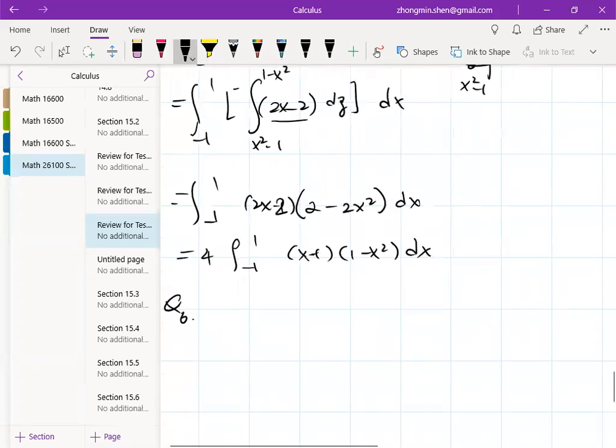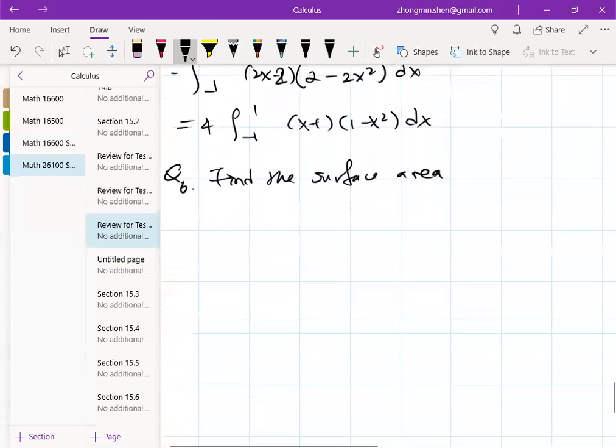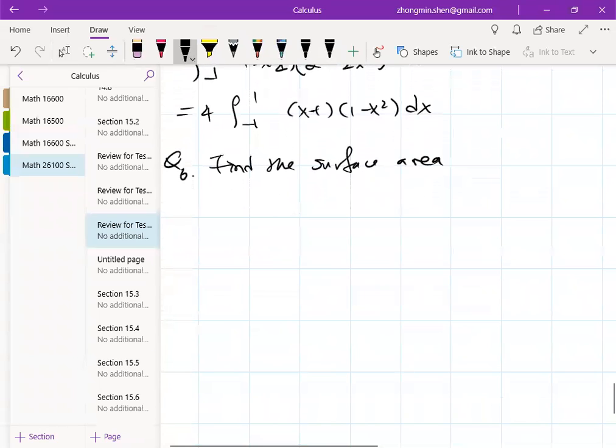Find the area of the surface z equals x times y that lies within the cylinder. Okay. Find the surface area. So it's the surface area of the surface z equals xy, and inside the cylinder.